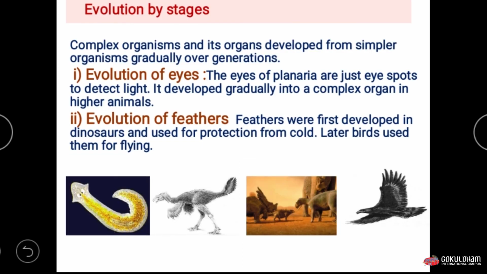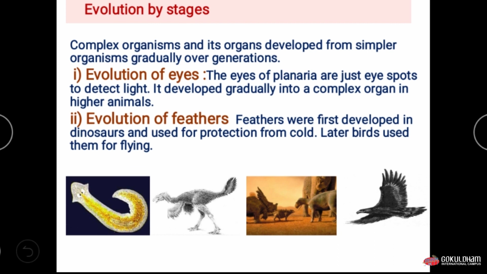Now evolution by stages. The complex organisms and their organs develop from the simpler organisms gradually over the generations, which wants to say that the complex organisms are evolved from the simpler organisms gradually over the generations. Means जनरेशन टू जनरेशन जब वेरिएशन हो गए, उसकी वजह से सिंपलर ऑर्गेनिज्म में से कॉम्प्लेक्स ऑर्गेनिज्म विल प्रोड्यूस और विल फॉर्म.